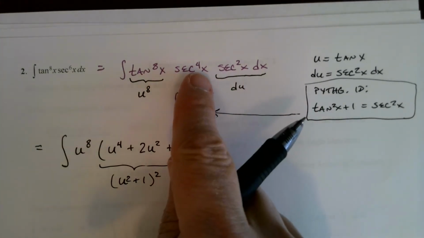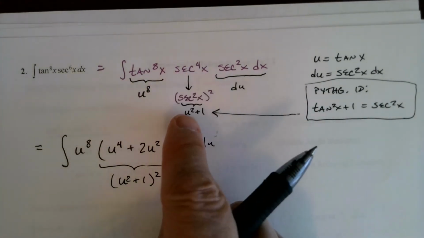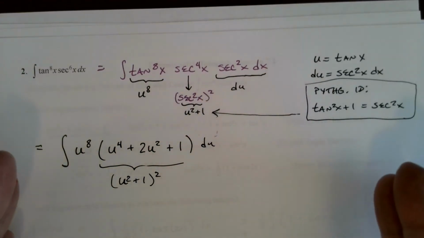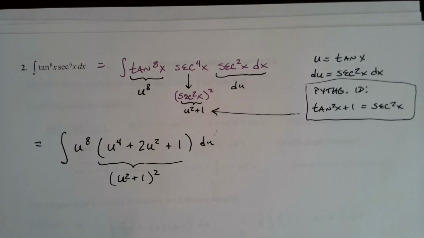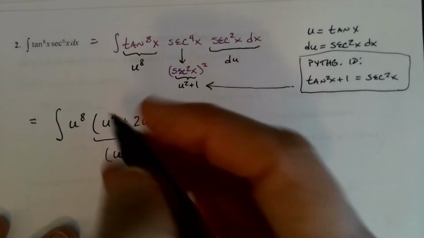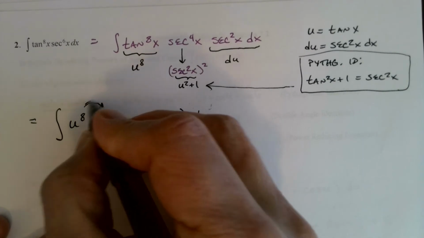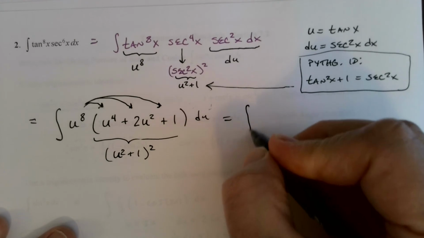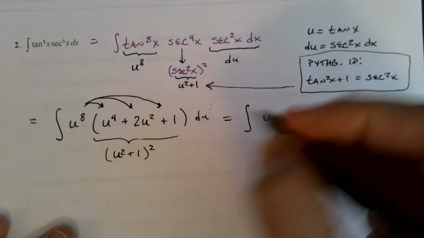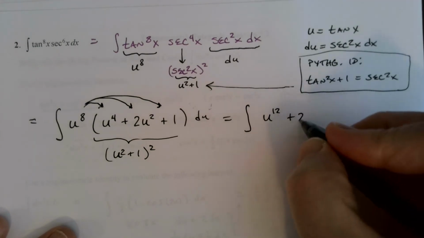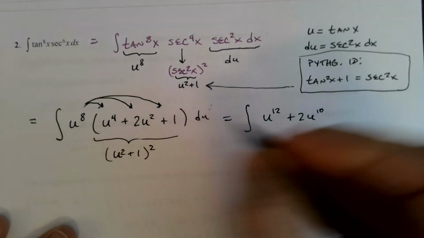For a higher power, secant to the 6th, we would have u squared plus 1 cubed, and we'd have to multiply that out, and it gets longer. It does get a little bit longer, but we could do it. We could expand that out. Now I need to distribute this u to the 8th through, and my integral becomes u to the 8 plus 4 is 12, 2u to the 10th, and u to the 8th.